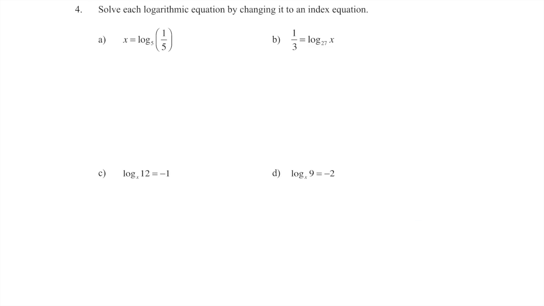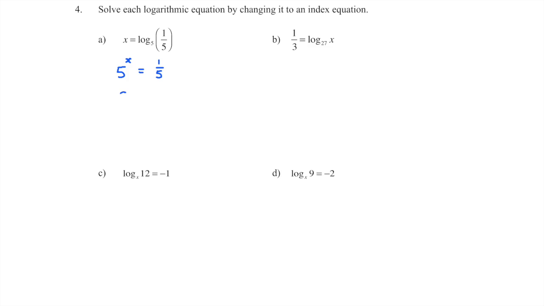Looking at question 4, we actually have to solve each of these logarithmic equations by changing them first into index form. So let's do that. For part A, below the log, below the g, you can see there's a number 5. So I slide that across to the other side and I get 5 to the power of x equals, and I'm just left with 1 over 5 because the log disappears when you're changing from log form to index form.